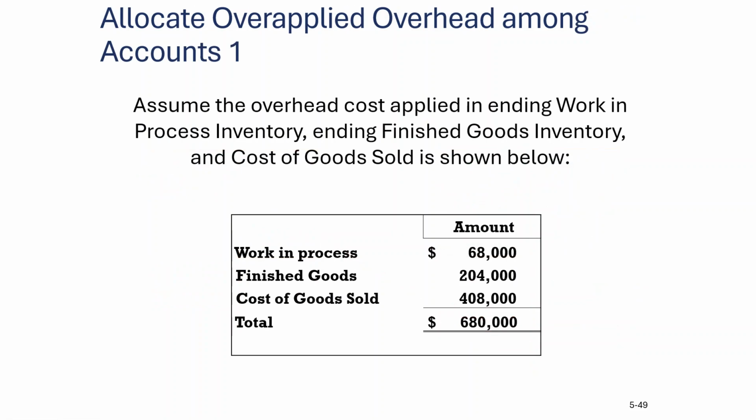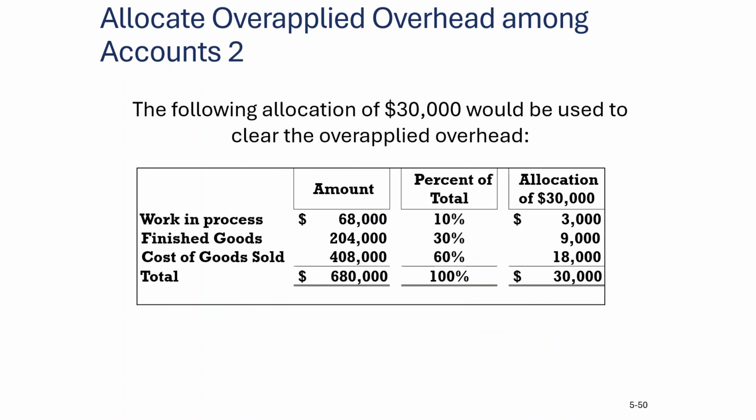However, according to the IFRS standards, we need to allocate the 30,000 between these three accounts because that's over allocated, over applied. So what we have to do is find the balance in each of these three accounts. So we have 680,000, made up of 68,000 in WIP, 204,000 in finished goods, 408,000 in your cost of goods sold. And what we do is we find the percentage. So we take that number, divided by the total, that's 10%. This is 30%, that is 60%.